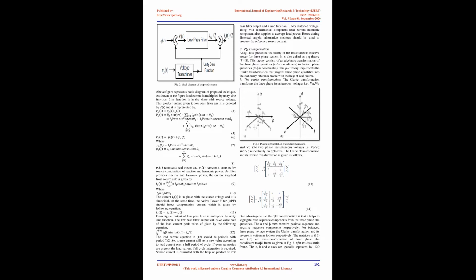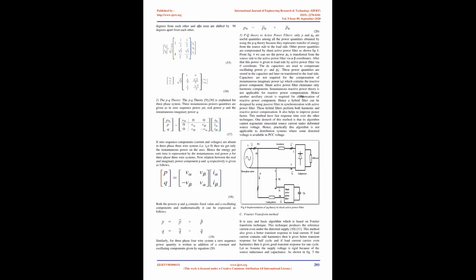Several methods of harmonic reduction are developed using power electronics techniques to solve harmonic problems. Two different control strategies. The load current in equation 12 should be periodic with period T/2. So, source current will set a new value according to load current over a half period of cycle. If even harmonics are present in the load current, full cycle integration is required. Source current is estimated with the help of the product of the low-pass filter output and a sine function. Under distorted voltage, along with the fundamental component, the load current harmonic component also supplies average load power. Hence during distorted supply, alternative methods should be used to produce the reference source current.